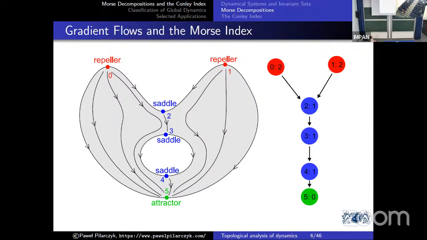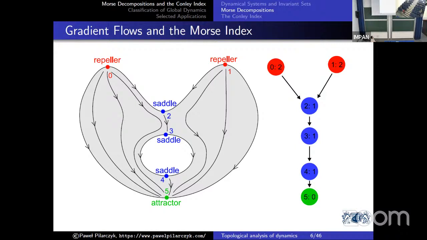And then I put the information about the type of stability of each critical point, which is the dimension of the unstable manifold, and this is called the Morse index. For a repeller, the dimension of the unstable manifold is 2, so I put the index 2 here. For a saddle point, there's only one repelling direction, so the dimension of the unstable manifold is 1, so the index is 1 here. And for an attractor, the index is 0.